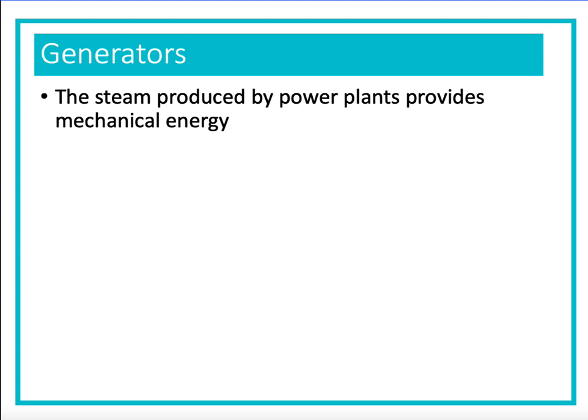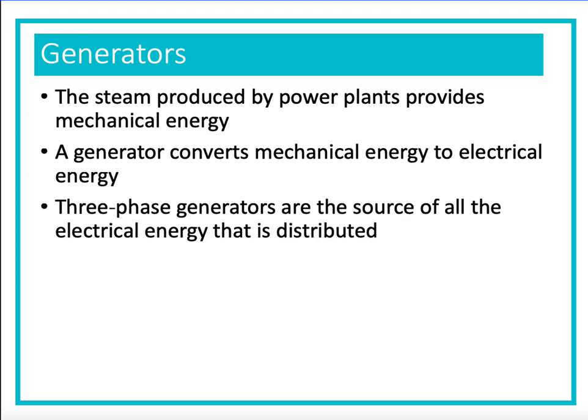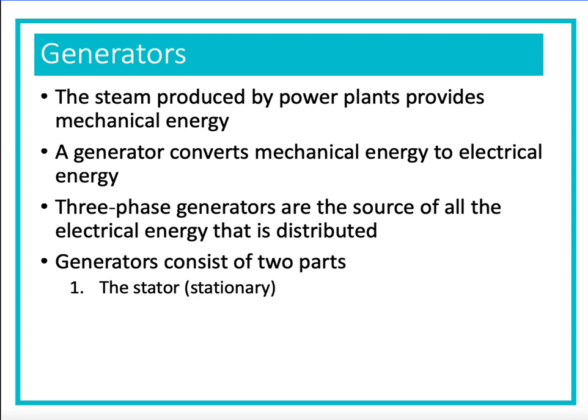And a generator takes that mechanical energy and converts it to electrical energy. So the steam basically gives us some mechanical energy, and then it's converted by a generator into electrical. So three-phase generators are pretty much the source of all the electrical energy that's distributed around. Generators have two parts. They have the stator, which is stationary, and the rotor, which rotates.